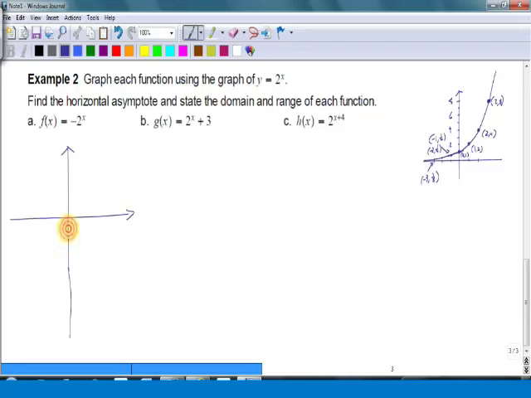So 0, 1 goes to 0, negative 1. 1, 2 goes to 1, negative 2. Negative 1, 1 half goes to negative 1, negative 1 half. Everything else goes along for the ride. Let's see, 1, negative 2. And the graph looks like that after the x-axis reflection.